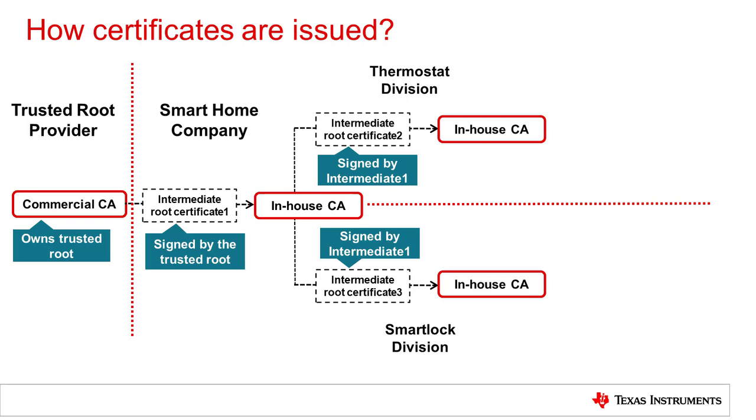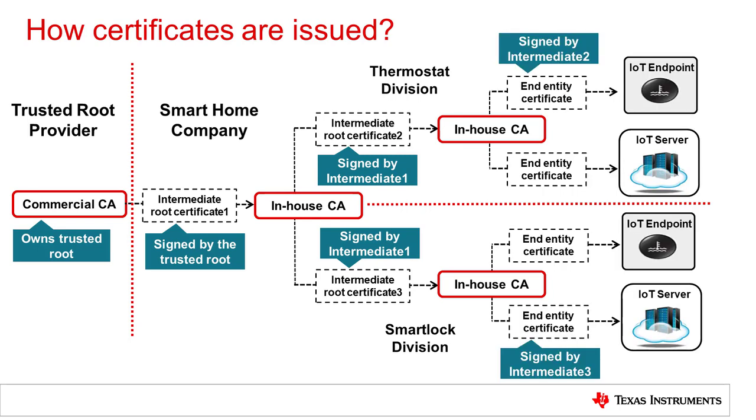So at this point, each division has its own in-house certificate authority, and these now can start issuing the end entity certificates needed by the divisions for their products. So you'll see that the thermostat division will have its own in-house certificate authority, and will use that intermediate root certificate to issue and sign end entity certificates for its IoT device endpoints and the IoT servers in its system. And the smart lock division will take the same approach as well.